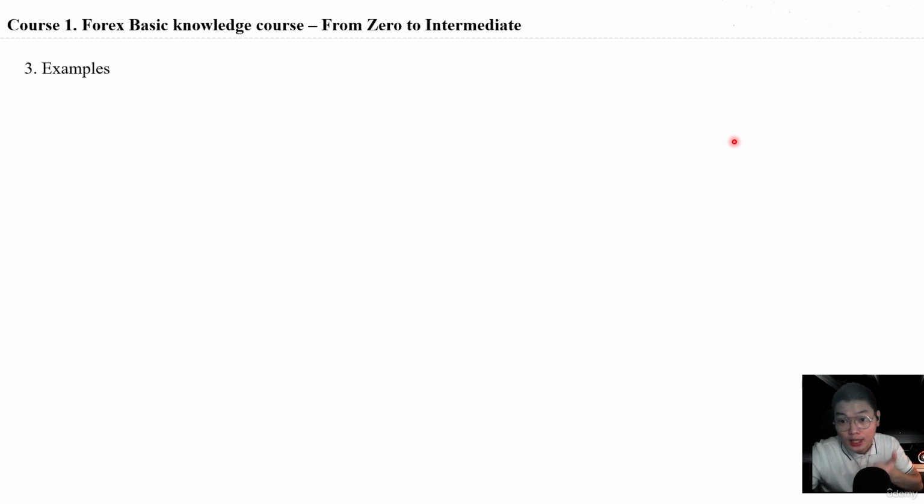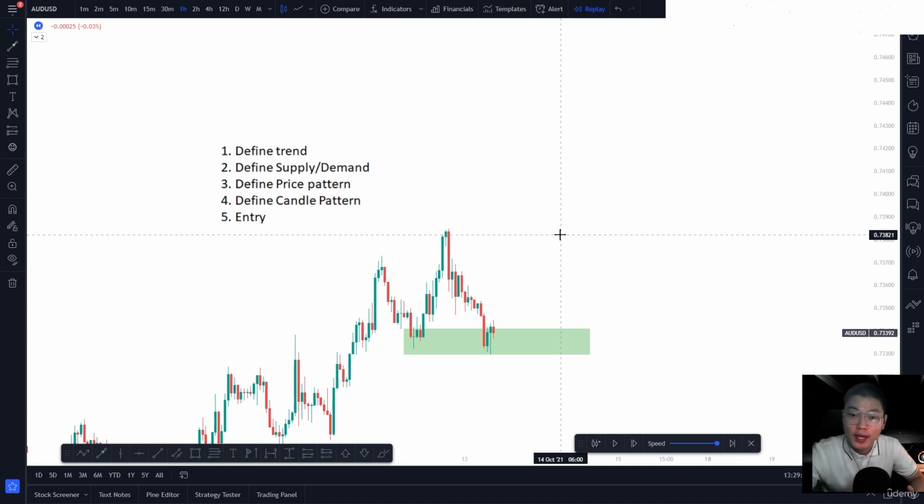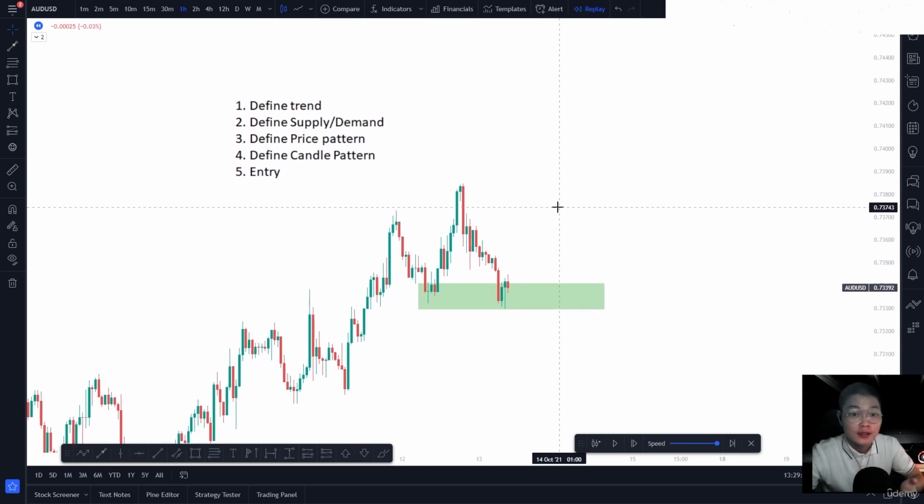And I will give you some examples on real charts to show how this market works. Here is the AUD/USD on the 1 hour time frame. So let's go step by step on how I can enter in these examples.